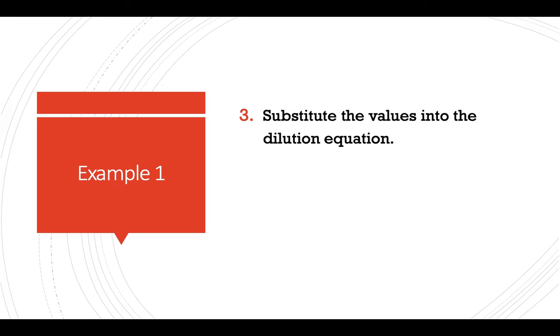So then the next thing we have to do is, once we understand what each number represents in the equation, we have to go ahead and substitute those values into the dilution equation. So remember it's M1 times V1 equals M2 times V2. If I go ahead and substitute those values in there, I get 1 times x is equal to 0.27 times 100.